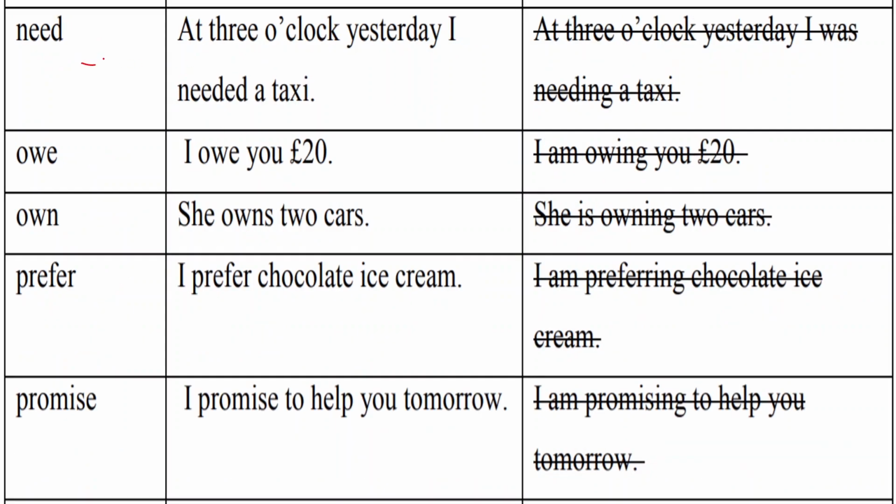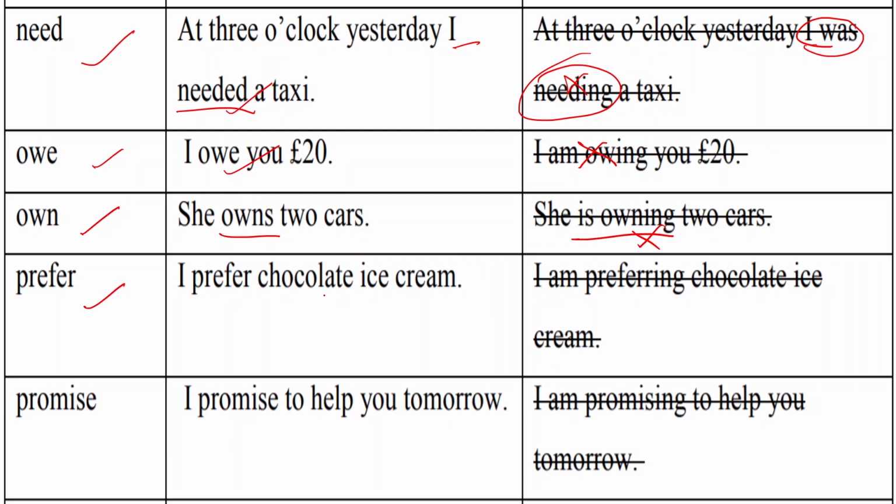Then need. At 3 o'clock yesterday, I needed a taxi. I needed a taxi. Not at 3 o'clock yesterday, I was needing a taxi. No progressive form. Owe. I owe you 20 pound. Not I am owing you 20 pound. I owe you. Own. She owns 2 cars. Not she is owning 2 cars.